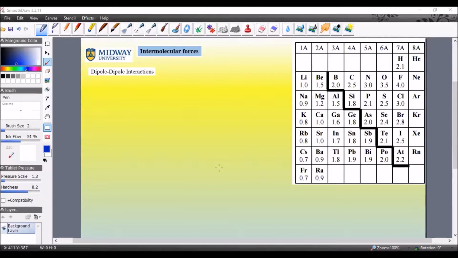A dipole is nothing but a pair of equal and opposite charge. It could be in a molecule, say in a molecule.